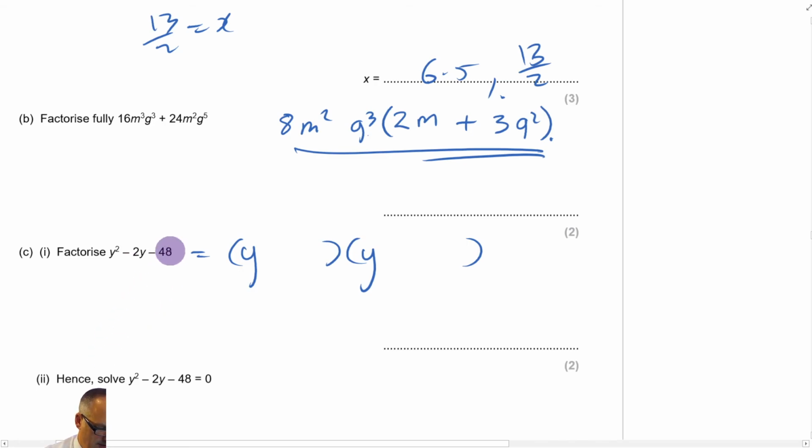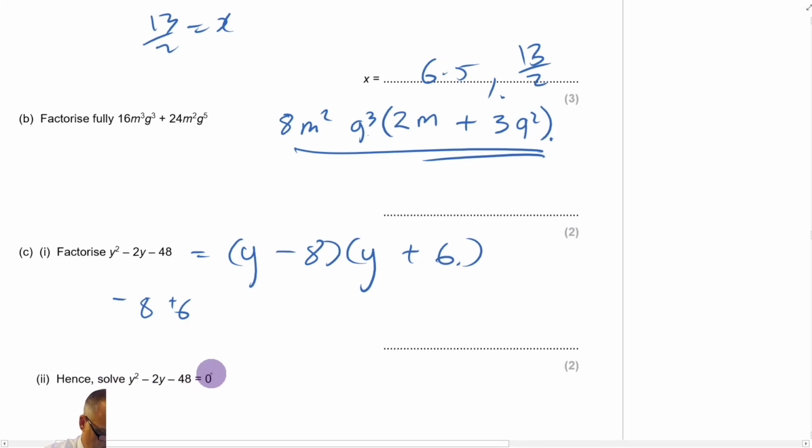So you could have 4 and 12, which is not 2 apart. So that didn't work. So how about we try 8 and 6? They're 2 apart, and they times to give me 48. So I've got 8 and 6, and I want minus 2. So minus 8 plus 6 is going to be my two numbers that go in here.